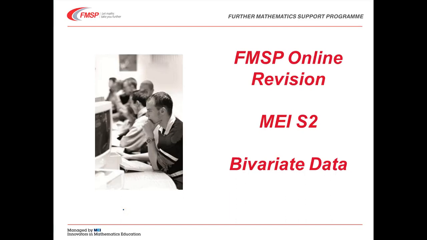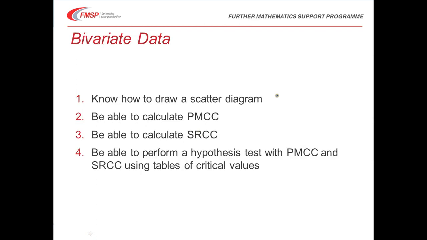So welcome to this. This is the Further Maths Support Programme online revision session for MEI Statistics 2. And in this section we're going to be studying bivariate data. So bivariate data is basically where you're looking for relationships between two sets of data.